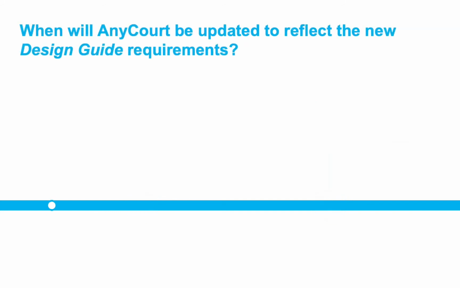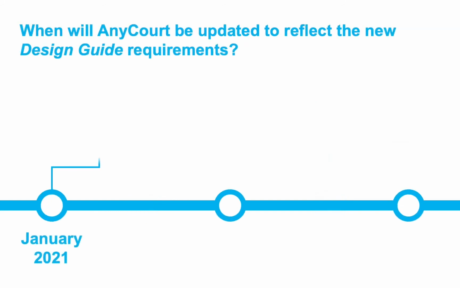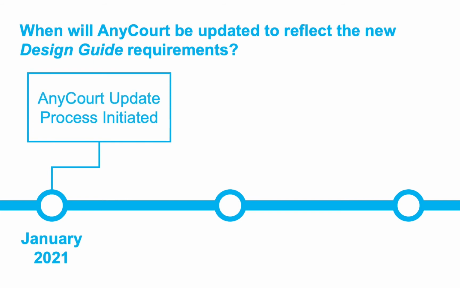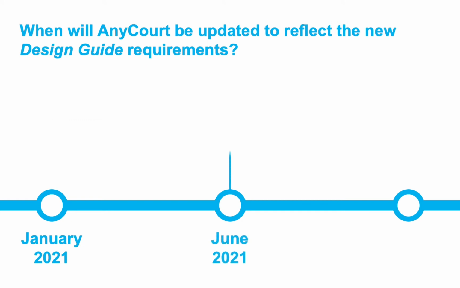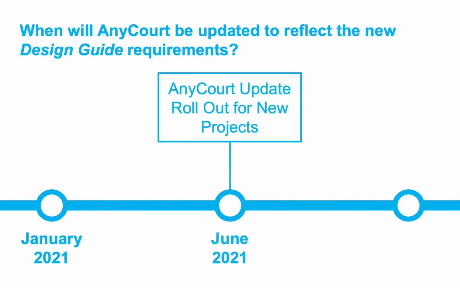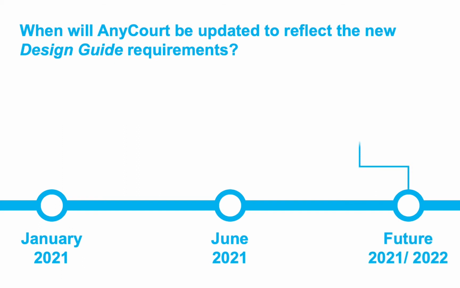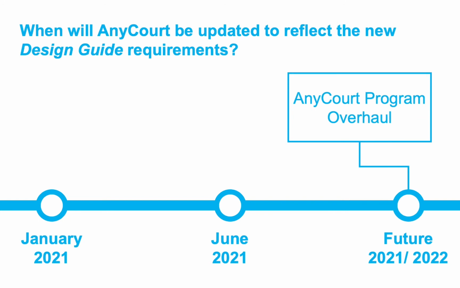Along with the design guide, AnyCourt is in the process of being updated to reflect the new space standards and requirements. In January 2021, the process began by analyzing the guide updates against the existing AnyCourt code. The revised AnyCourt product will be released in June 2021. This revised version will contain all of the new requirements, space standards, and updated policy contained in the revised design guide. In 2021 or 2022, the AO is considering updating AnyCourt to holistically replace the tool with a new version.